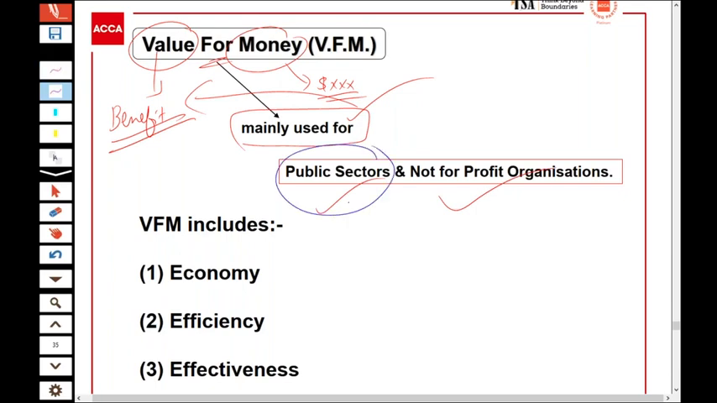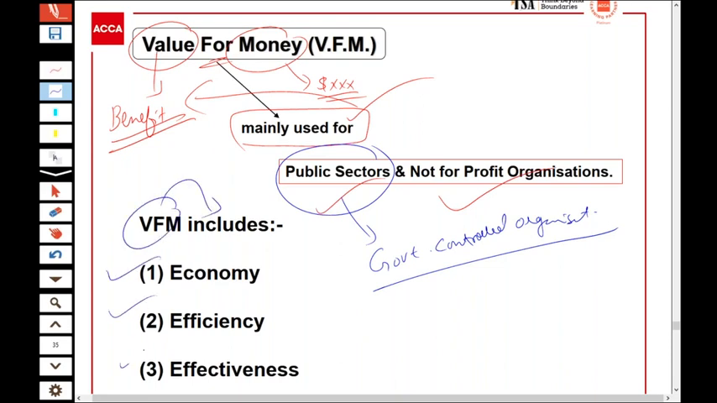Now what is the public sector? Public sector, it is the government-controlled organization. For example, the airport in your country, in your city, that is not under control of a private individual, that is under the control of the government, and that is known as the public sector. And VFM includes three things: economy, efficiency, and effectiveness.